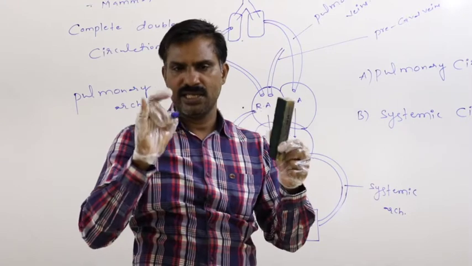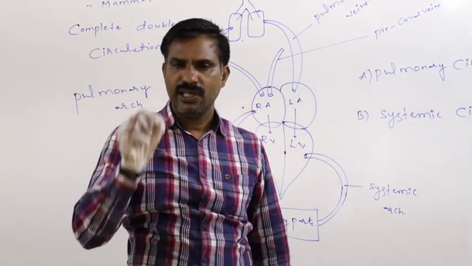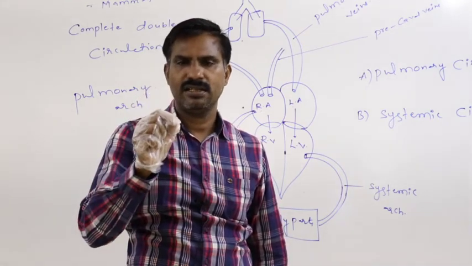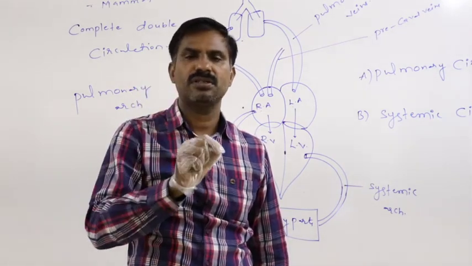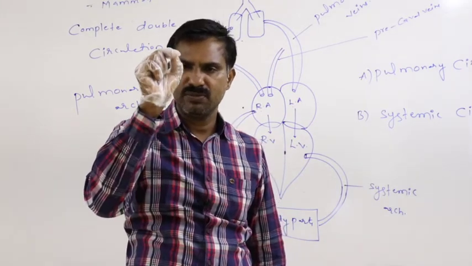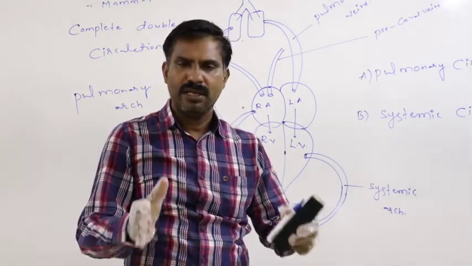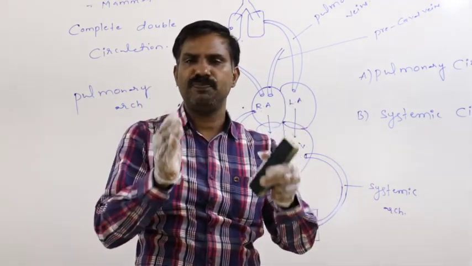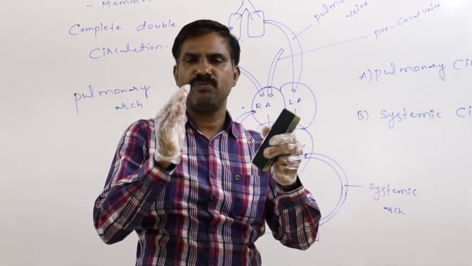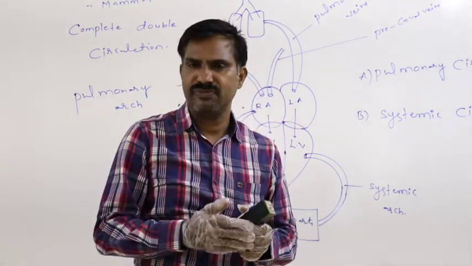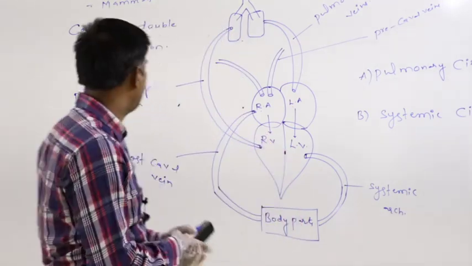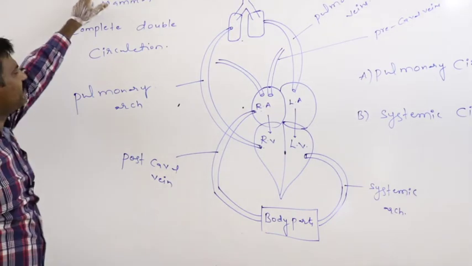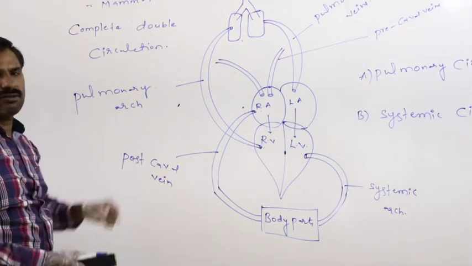Complete double circulation is nothing but this: if blood is circulated twice through the heart in a complete circuit, that is complete double circulation. It means oxygenated and deoxygenated bloods never mix while the blood passes twice through the heart of this individual. That is why it is said to be complete double circulation. This is very clearly seen in crocodiles, birds and mammals.